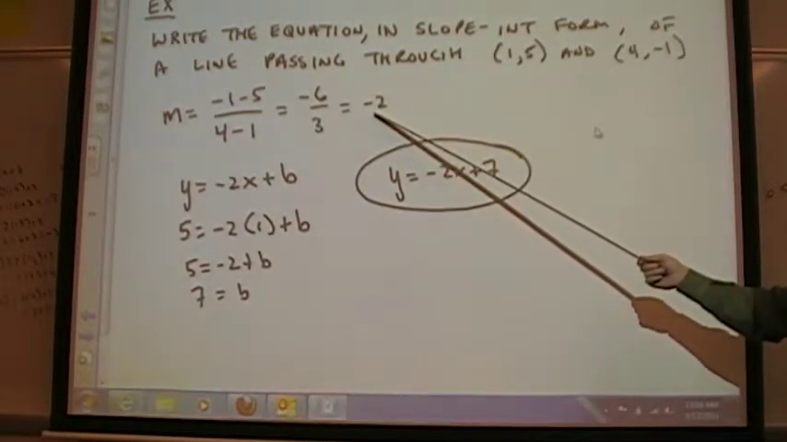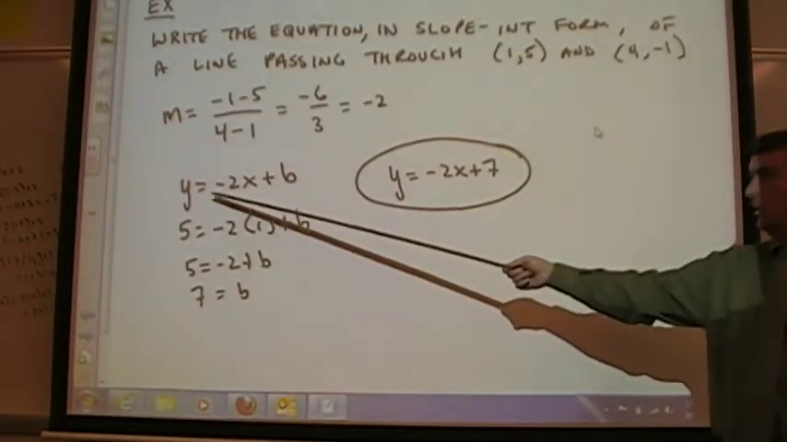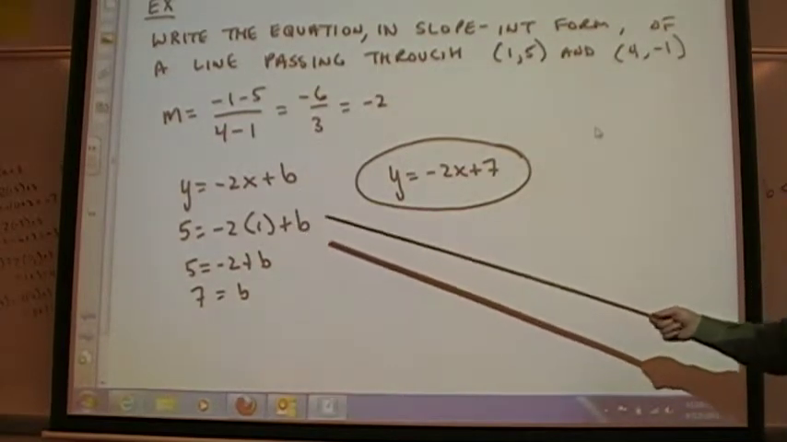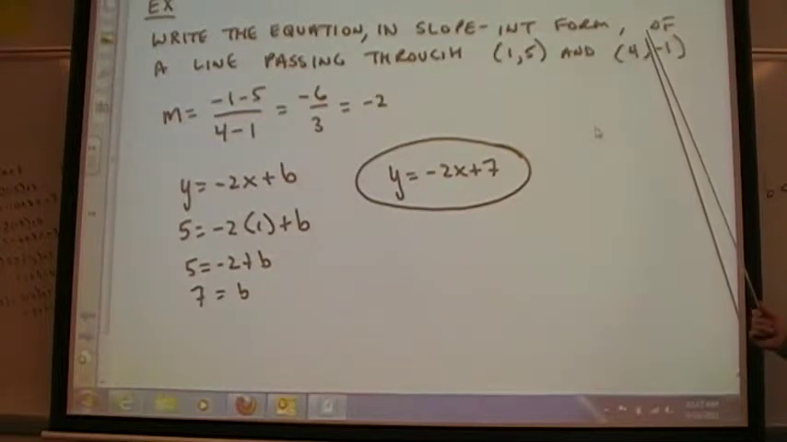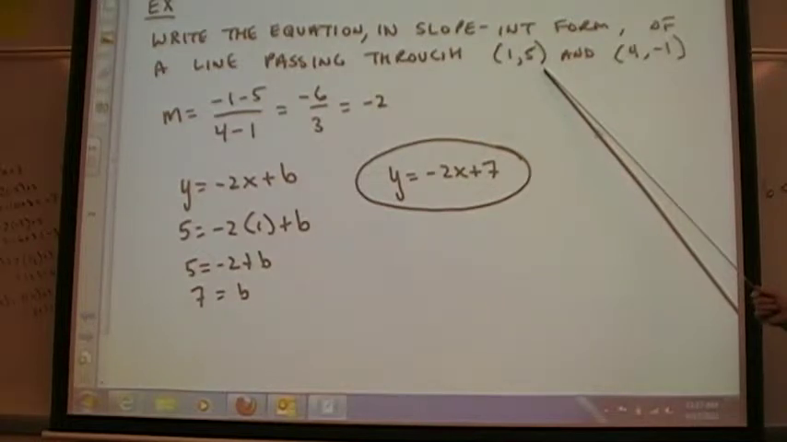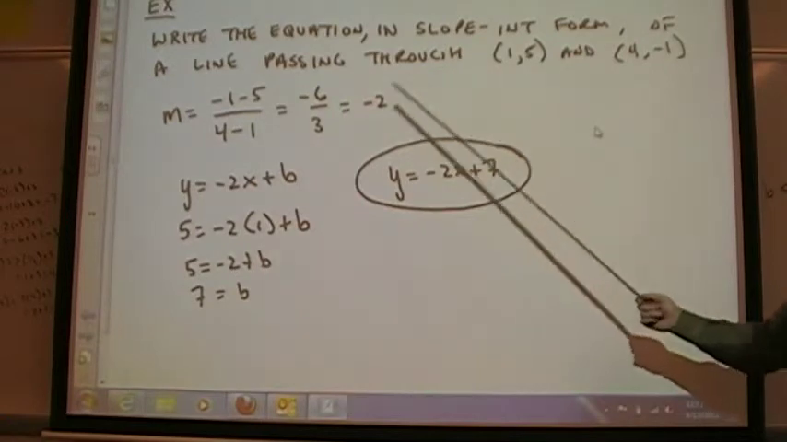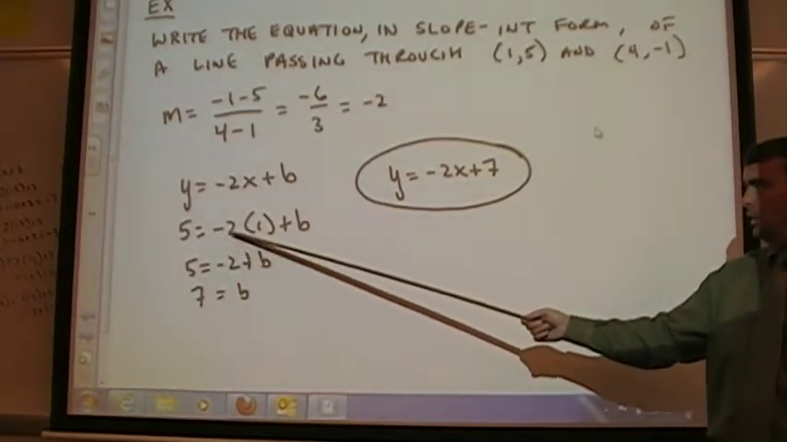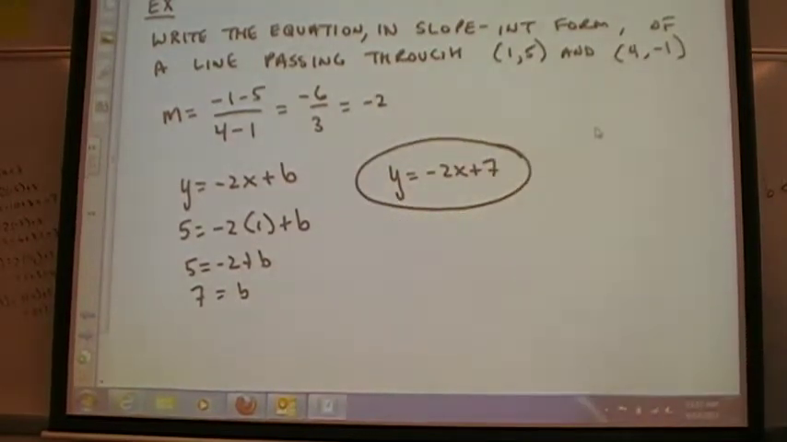You've got m, now you've got to find b just like we did in the previous problem. So we know that y equals -2x plus b, and you can choose either one of these 2 points. It doesn't matter which one. You get the same answer. I chose 1, 5 to plug in for x and y, just to find b. So the 1 goes in for x, 5 goes in for y. You get -2 plus b, add 2, b is 7. Here's your final answer. y equals -2x plus 7.